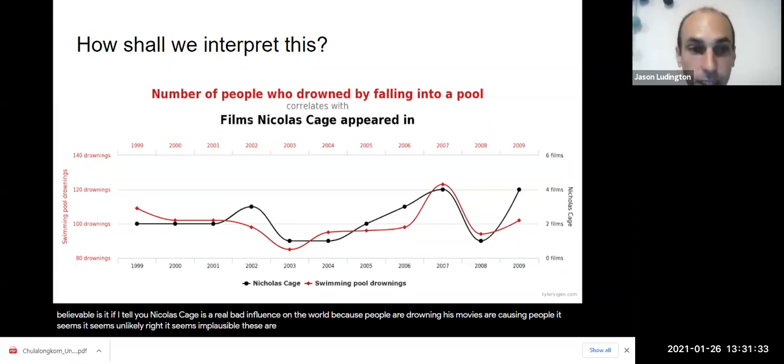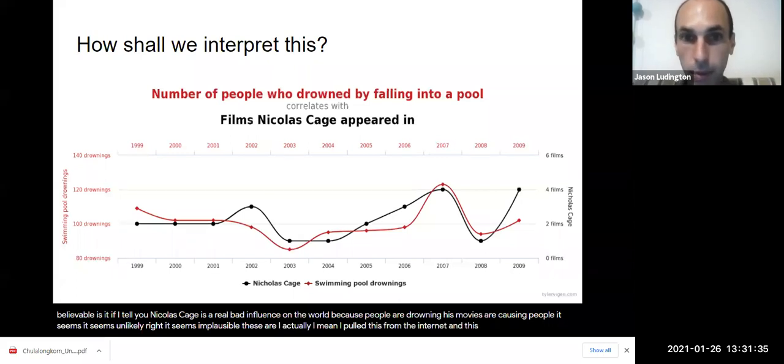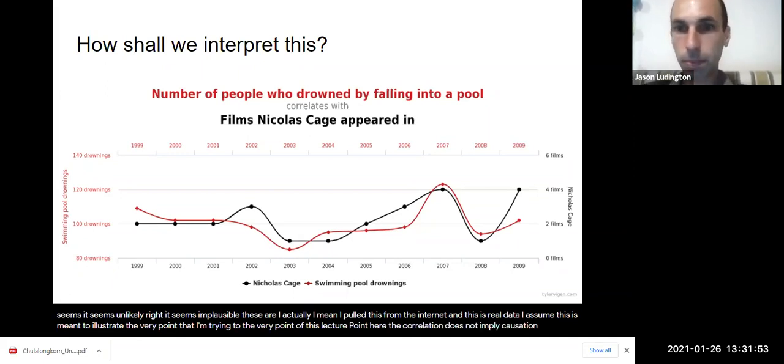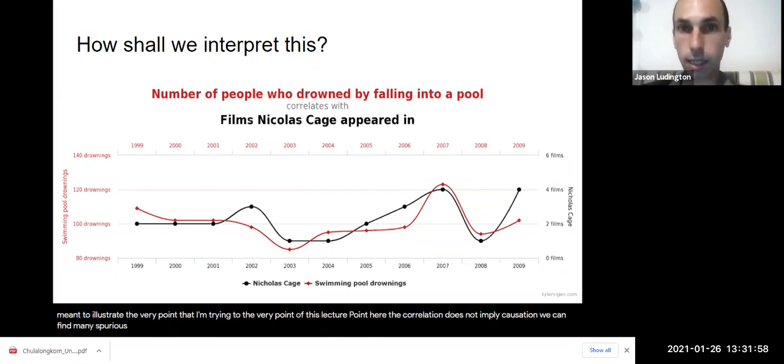I pulled this from the internet and this is real data, I assume. This is meant to illustrate the very point of this lecture. The correlation does not imply causation. We can find many spurious correlations. That means accidental correlations. But how can we get such a perfect correlation just by accident? Any ideas?